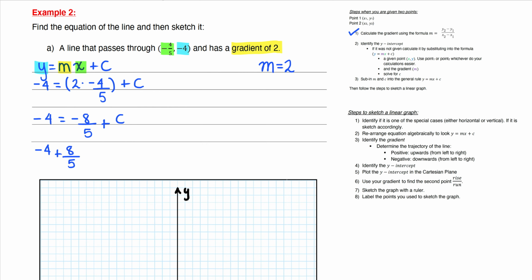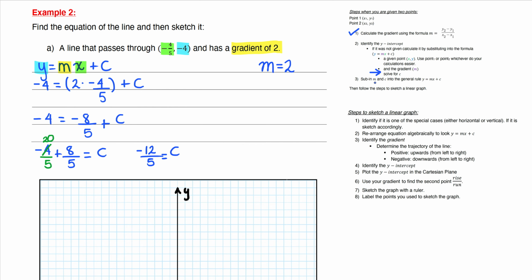How do we solve fractions? I have to find a common denominator. My common denominator is going to be 5. That means that I have to times this one as well, -20. This is going to be all equal to c. And when I have -20 plus 8 over 5, what is going to be my answer? I'm going to write it down here because I ran out of space. It is going to be -12 fifths equals c. Wonderful. And with that, I have solved for c. So I have done this step here.